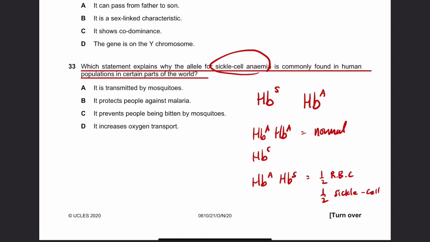If you have 2 S's, then all of your red blood cells are sickle cells. Okay. The interesting thing about this is that malaria can only attack the red blood cells that are normal.